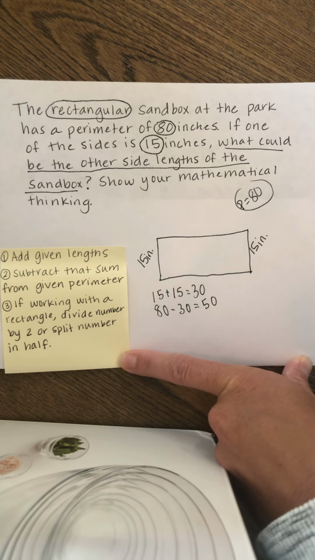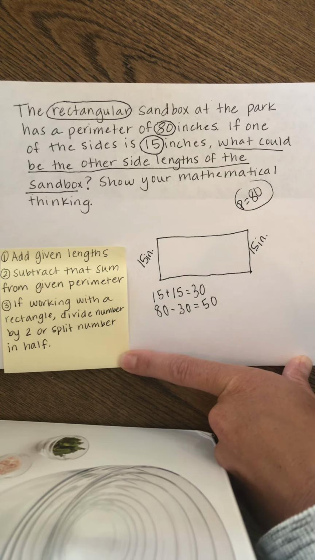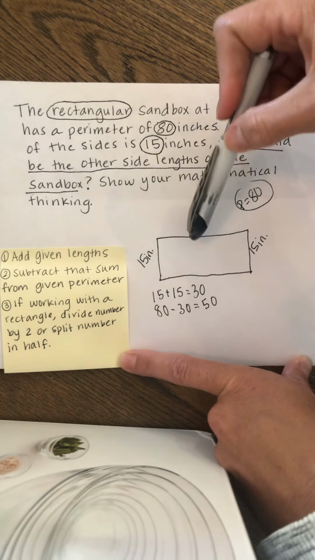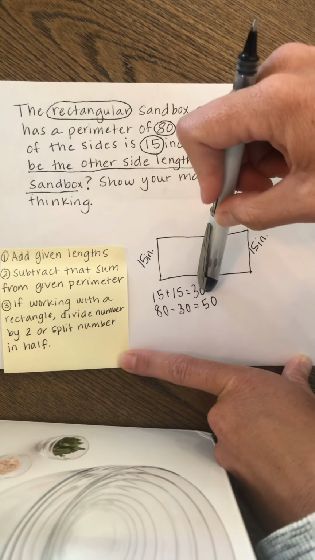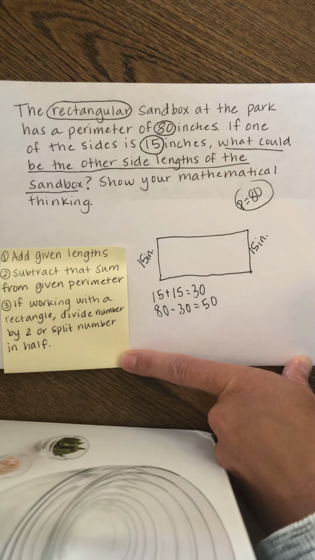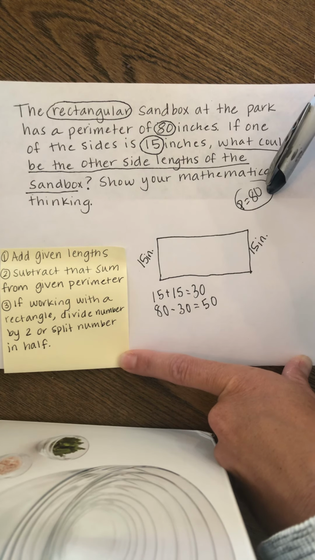Now, some of you might say, oh, I got it, I'm done. 50 here and 50 here. Well, that's not going to work because if you have 50 here and 50 here, your perimeter is already at 100 and it's only 80. So we know something's not right.